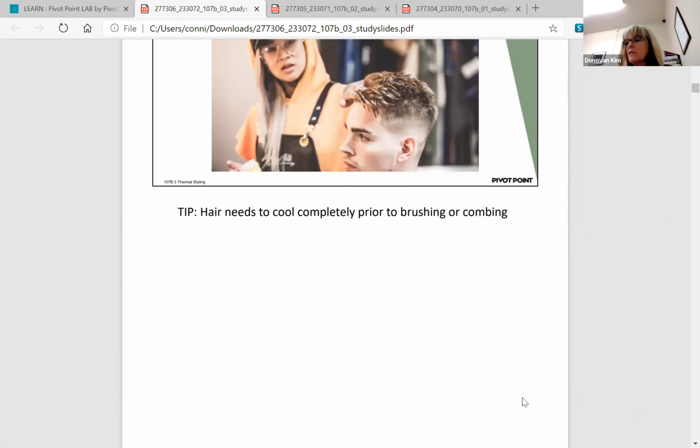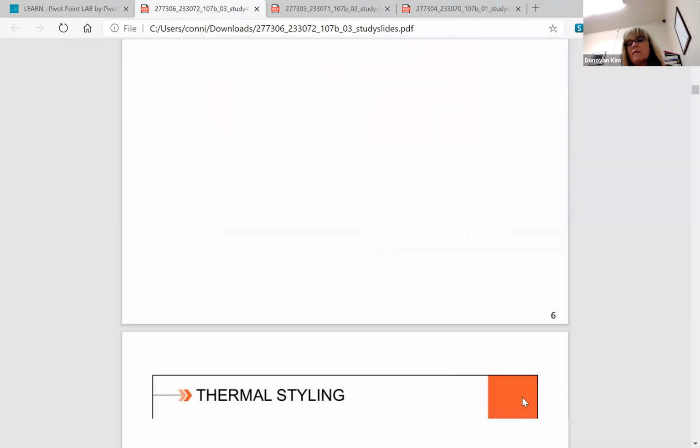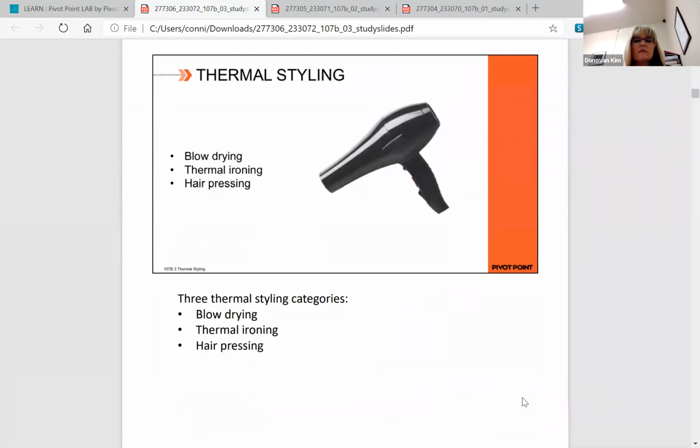Okay, but this little tip, this is true. When you're using a hairdryer, let the hair completely cool before you brush or comb it, because those bonds are still broken. They're not hardened back yet till the hair is cool. So if you start to run your fingers through it before it's cooled down, you're going to be loosening up that style and it may not stay as well during the day.